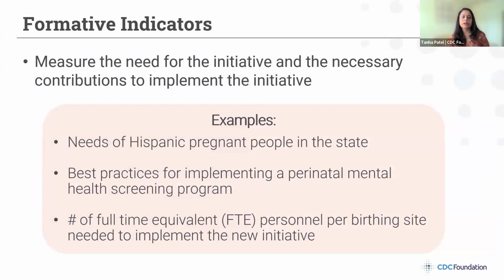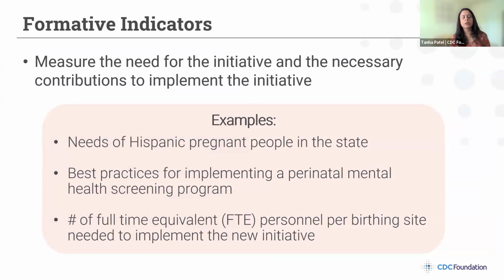Indicators can also be classified by the type of evaluation that they align with. For example, if you're doing a formative evaluation, you will use formative indicators to measure the need for the initiative and/or what is necessary to implement the initiative. These types of indicators help you understand what should be the design of your initiative.